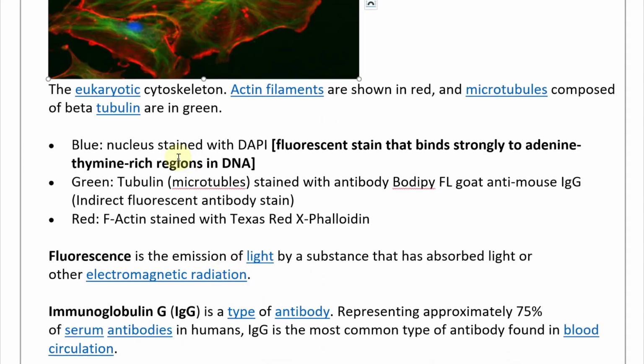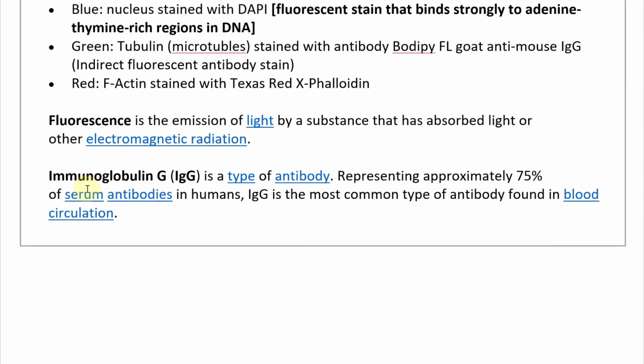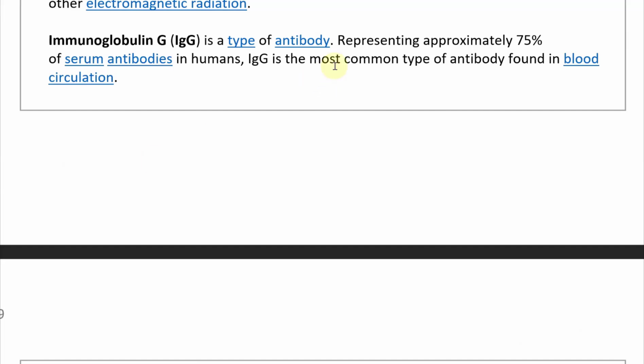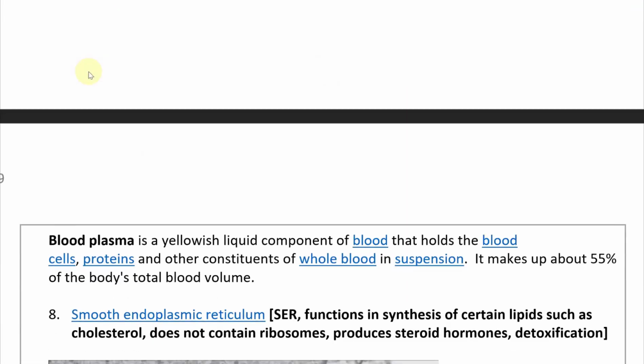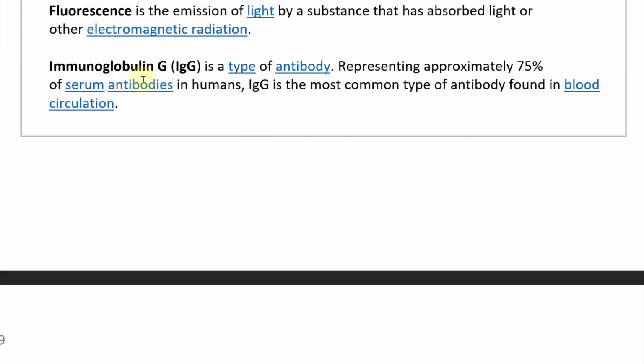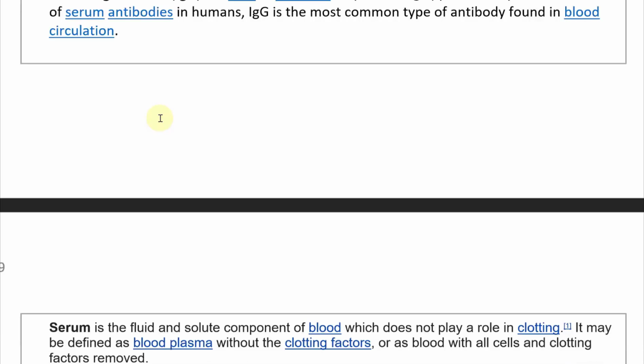So fluorescence stains: fluorescence is the emission of light by a substance that has absorbed light or other electromagnetic radiation. And then this one, immunoglobulin G, with lowercase g and uppercase G, is a type of antibody representing approximately 75% of serum antibodies in humans. IgG is the most common type of antibody found in blood circulation, and this is found in serum. Actually, more specifically, let's just go over serum first. So approximately 75% of serum antibodies in humans is this immunoglobulin G, or IgG.